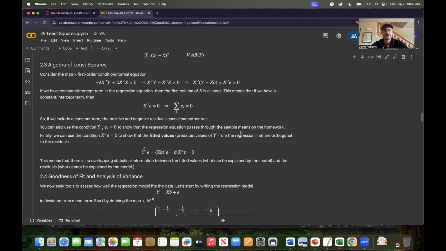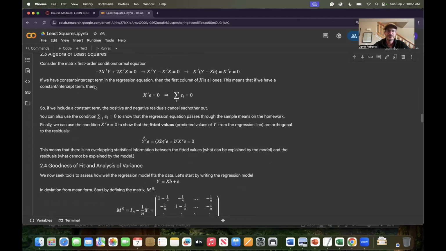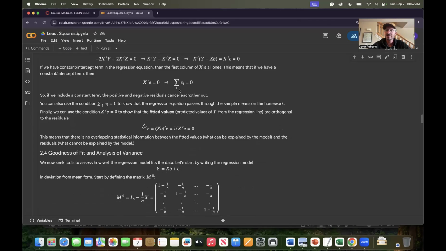So basically what this shows is that if we have a constant or intercept term in the regression equation, and we've already mentioned the intuition about this above, then it must be true that the sum of errors equals 0. So this points directly to what we were talking about before. You can't use the sum of the error terms as a criterion because it will always be 0. So that can't possibly be the criterion.